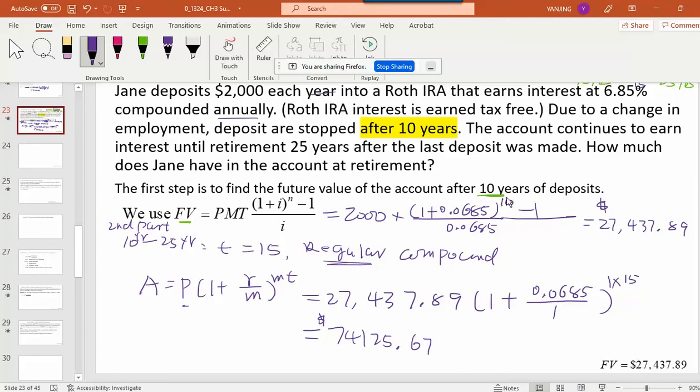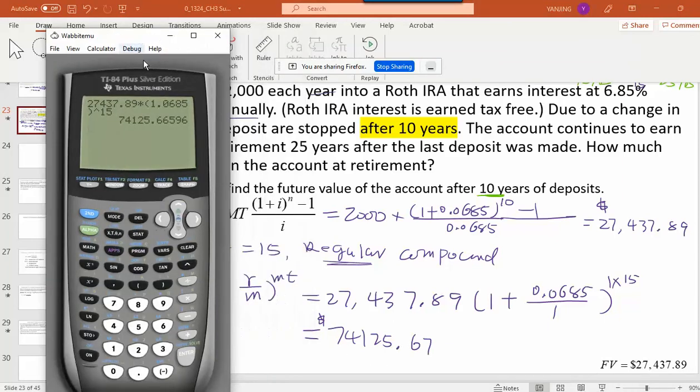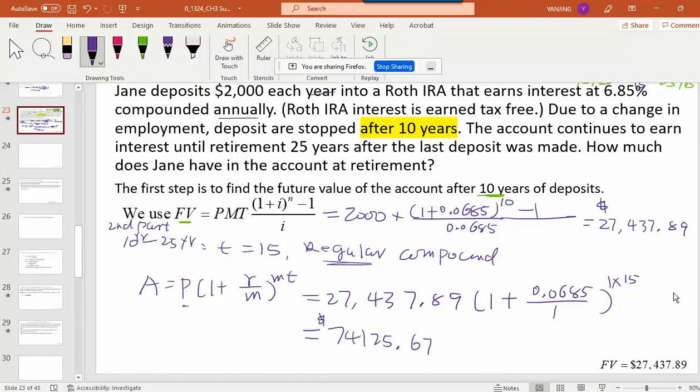The future value of the compound after 10 years of deposit, yes, so we have this much, the future value, right? And then let me just go ahead and double check the number. Okay, so that's 27437.89 times 1.0685 to the power of 15, so that's right, 74125.67, right? And then if you want to see how much interest in total she earned, use this one minus the deposit, okay, minus the deposit in here.